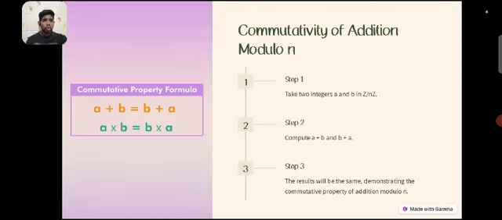Now let us come to the commutativity of addition modulo n. Step 1. Take two integers a and b in Z/nZ. Step 2. Compute a plus b and b plus a. Step 3. The results will be the same, demonstrating the commutative property of addition modulo n.